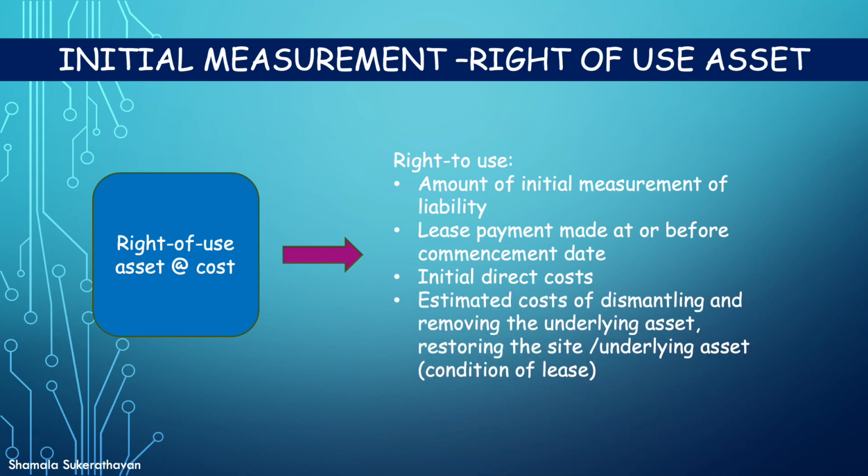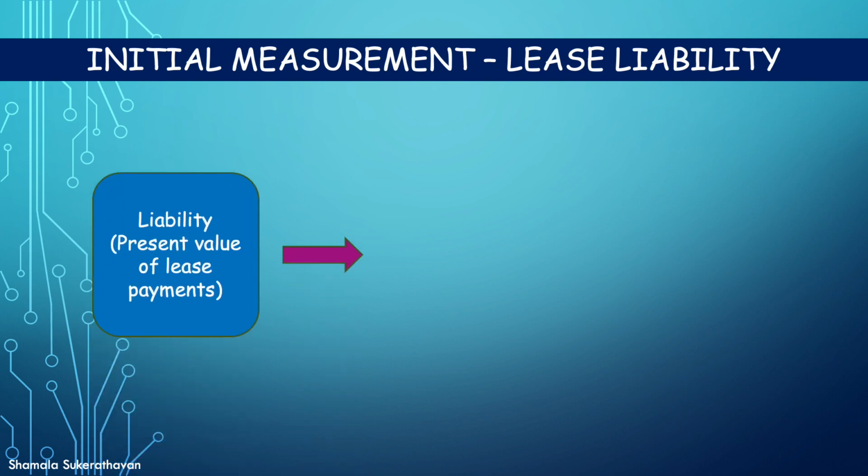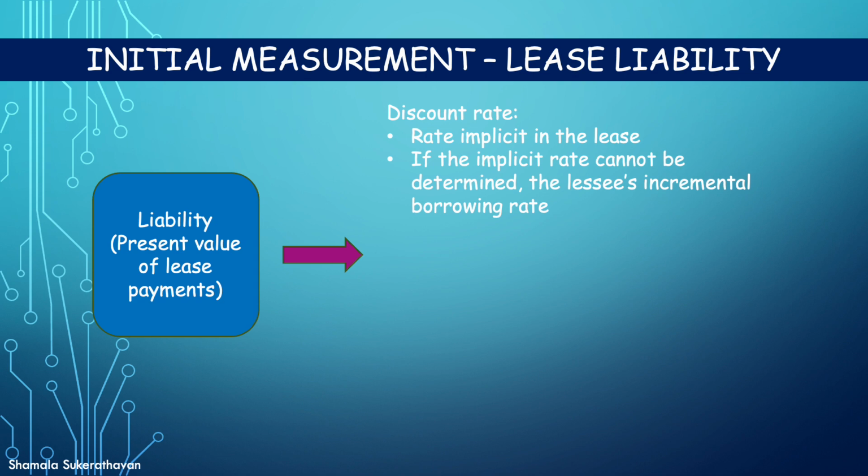And 4. The estimated cost to be incurred by the lessee in dismantling and removing the underlying asset, restoring the site, or restoring the underlying asset as per the condition of the lease. A lease liability on initial recognition shall be measured at the present value of the lease payments payable over the lease term. The liability shall be discounted at the rate implicit in the lease if this is readily determinable. Otherwise, the lessee shall use their incremental borrowing rate.